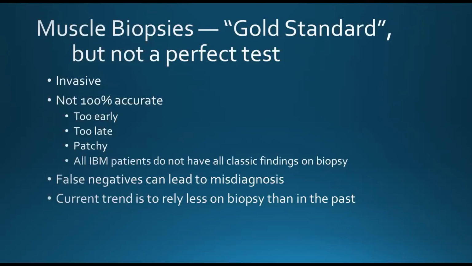So there's a trend nowadays to be a little less reliant on the biopsy and to take clinical features more into account. For example, the finger weakness that's typical of IBM is pretty common in IBM, and it's quite rare in polymyositis. And so doctors have to pay attention to things like finger weakness and not rely completely on the muscle biopsy.